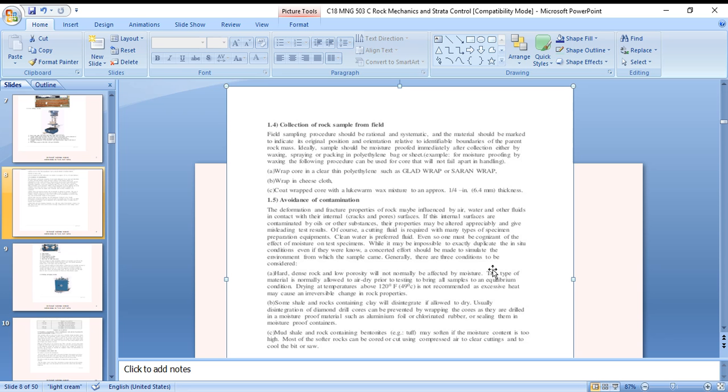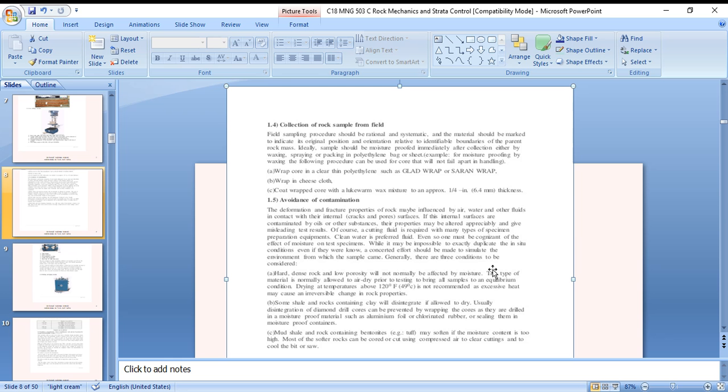Clean water is the preferred fluid. Even so, one must be cognizant of the effect of moisture on the test specimen. While it may be impossible to exactly duplicate the in situ conditions, even if they were known, every effort should be made to simulate the environment from which the sample came. Generally, there are conditions to be considered.